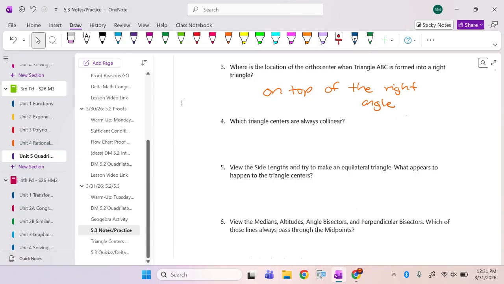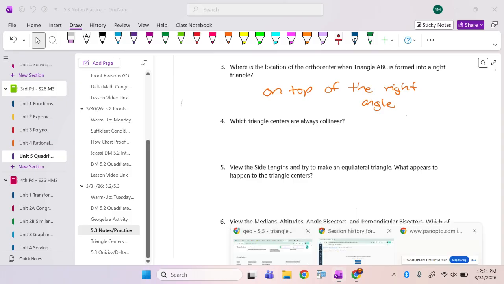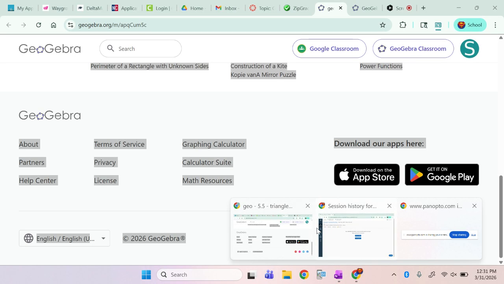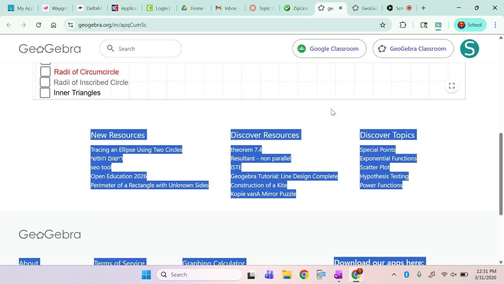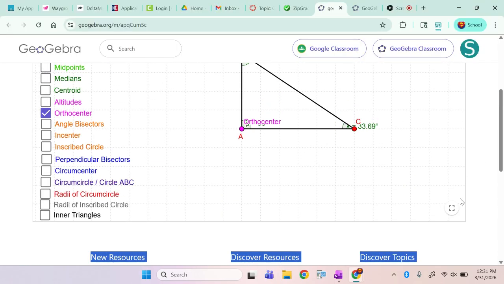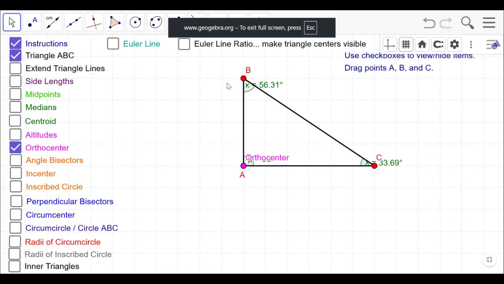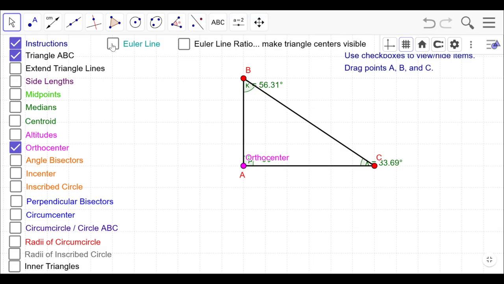All right. Now, which triangle centers are always collinear? Collinear means always on a line. And the line that we're going to use is called the Euler line. So, up at the top, do you guys see where it says Euler line? There's a checkbox that says Euler line up at the top. Check it. And then check the other three centers. So centroid, incenter, and circumcenter.